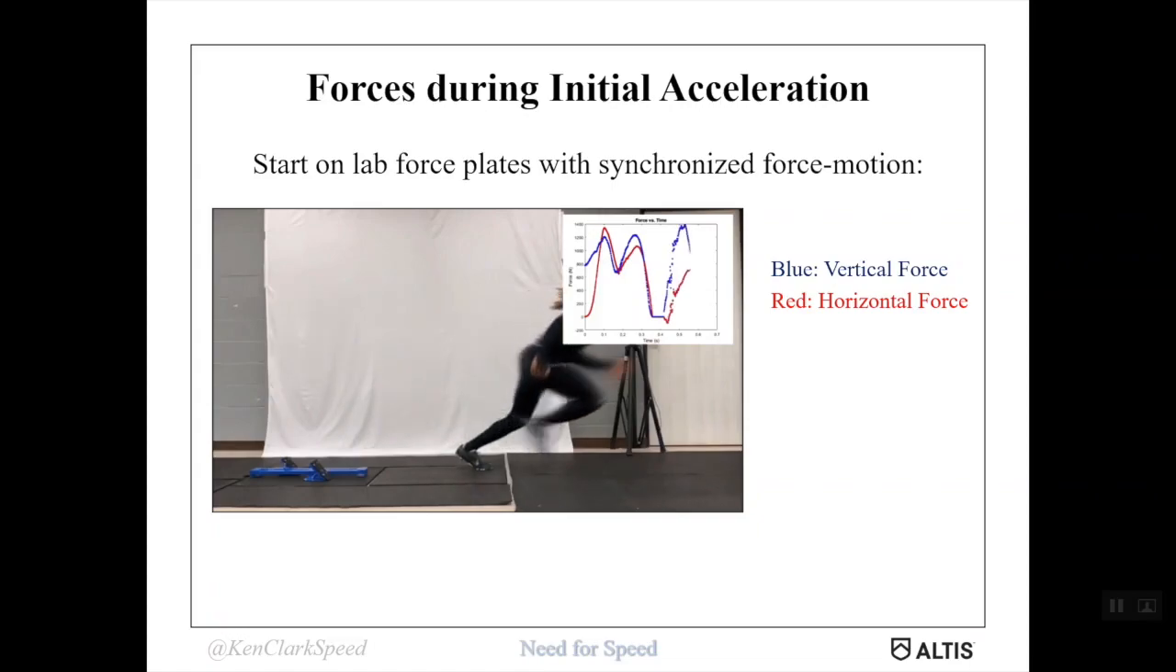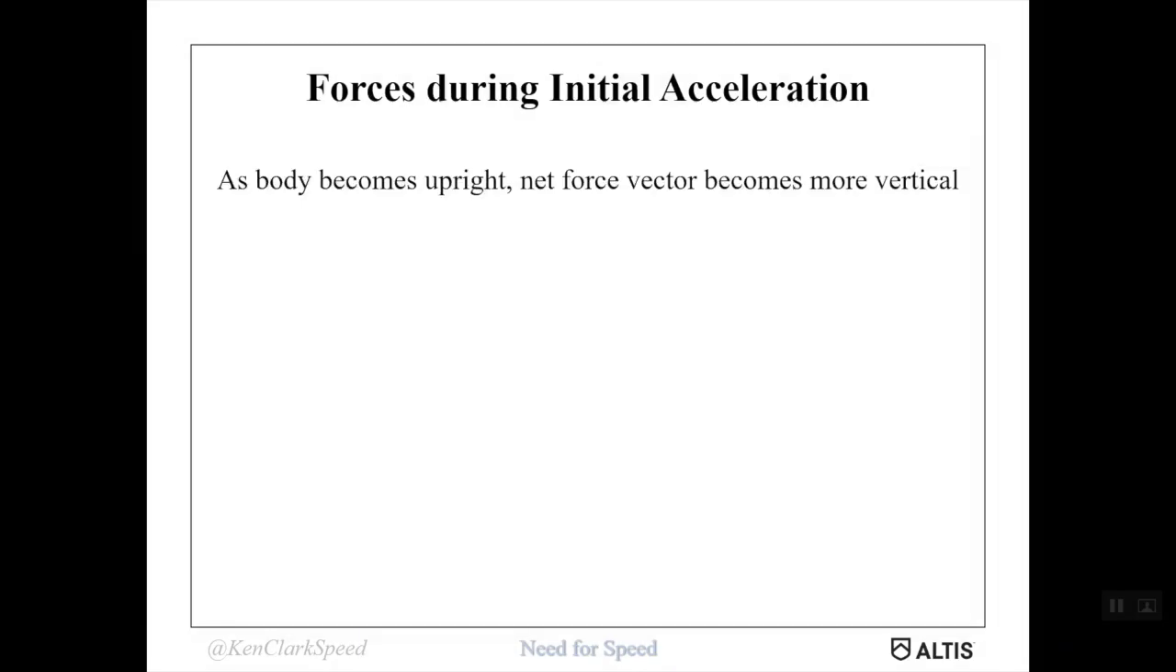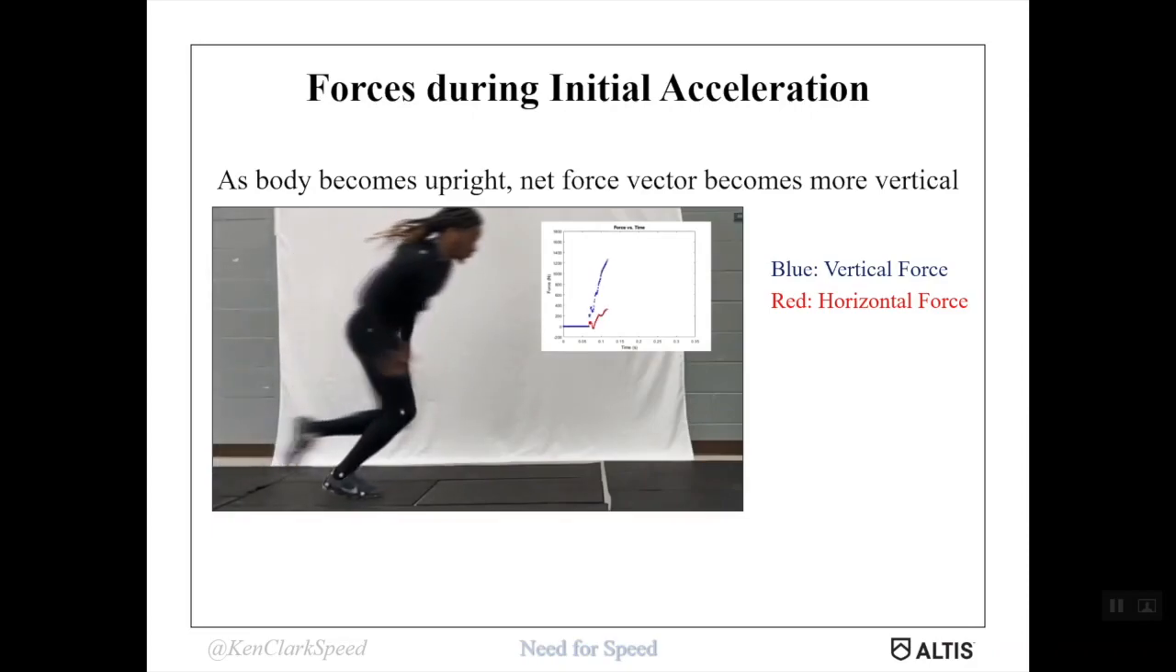Again, the goals of initial acceleration, whether it's from a track start, 4-point block start, or from an upright or a 2-point moving start, are number 1, to apply enough vertical force to support and lift the body, and number 2, to direct the rest of the force horizontally so that the action-reaction forces propel the body forward. As the body becomes more upright, the net force vector becomes more vertical.